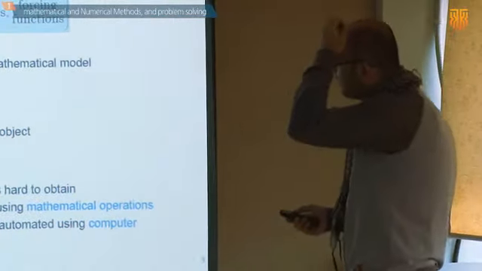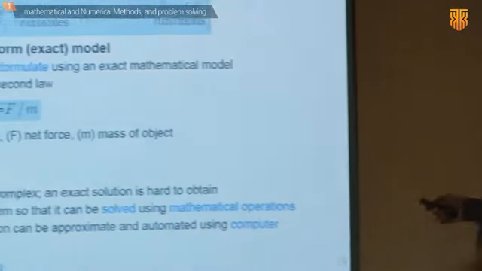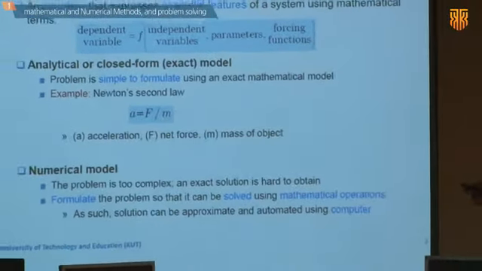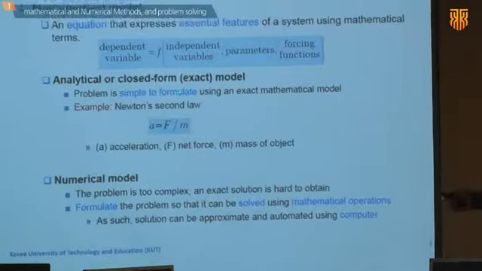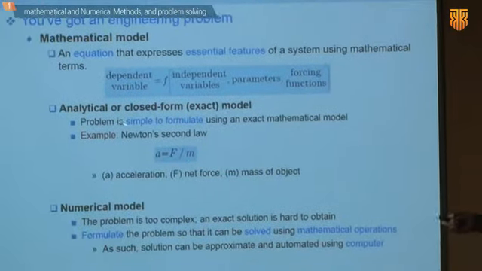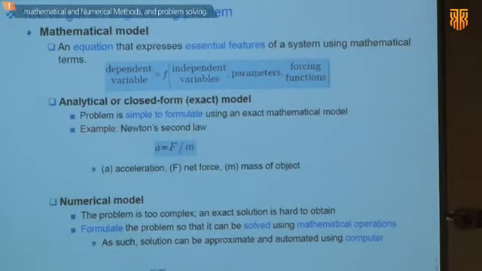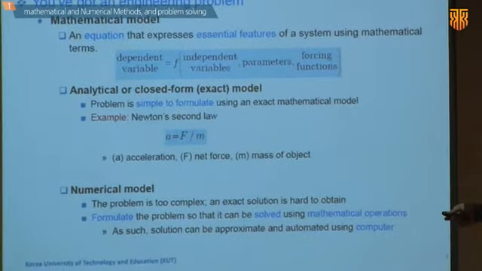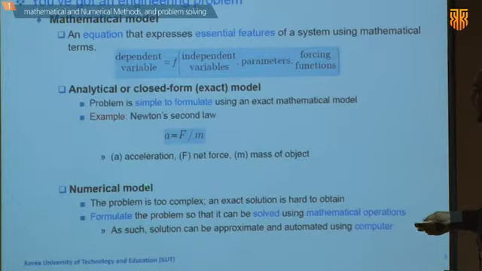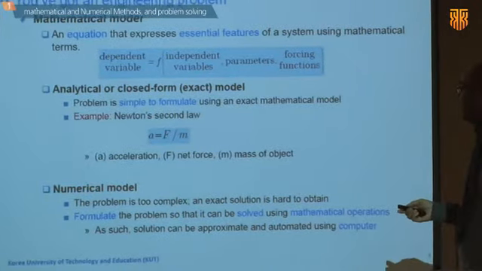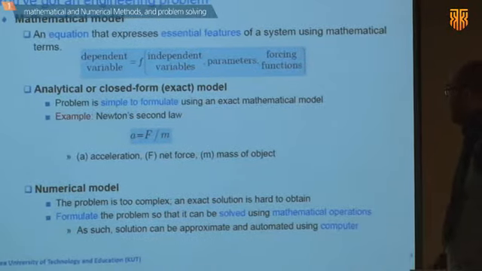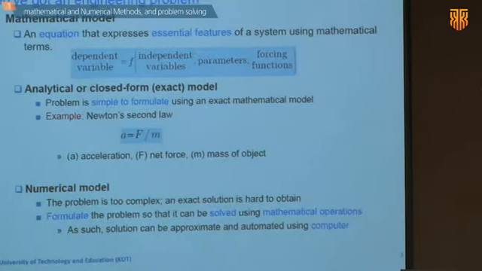So in this case, we can represent this system using a mathematical model, and sometimes we call it a closed form or exact model. An example of these mathematical models is Newton's second law, A equals F over m, where A is the acceleration of a certain body, F is the net force, and m is the mass of the object.